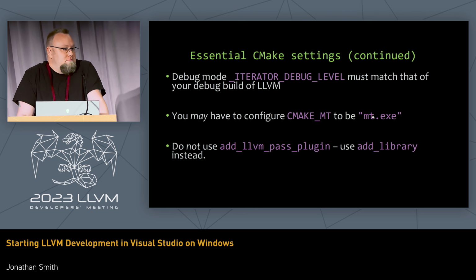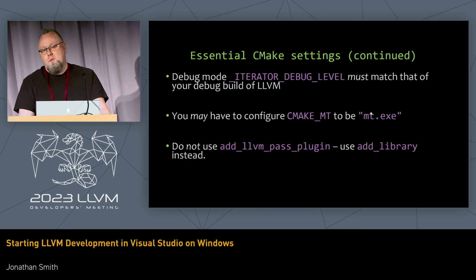I have had it work before on rare occasions. I don't know why, but usually you have to set it to MT. And what you would normally do if you're developing in tree, you would use add LLVM pass plugin. Can't do that here. You have to use the regular built-in CMake add library. Then there's a few other functions in the LLVM CMake modules that you'll have to use too.